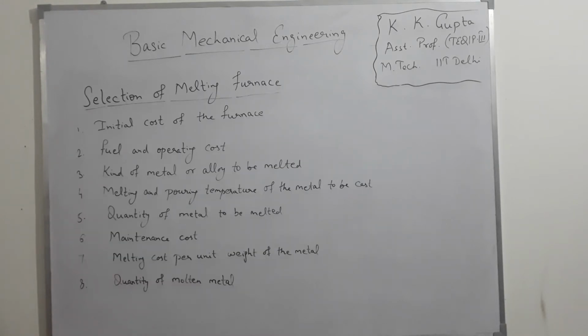Now selection of melting furnace means parameters based on which a melting furnace is selected. First is initial cost of the furnace, second fuel and operating cost, third kind of metal or alloy to be melted, fourth melting and pouring temperature of the metal to be cast, fifth quantity of metal to be melted, sixth maintenance cost, seventh melting cost per unit weight of the metal, and eighth quantity of molten metal.